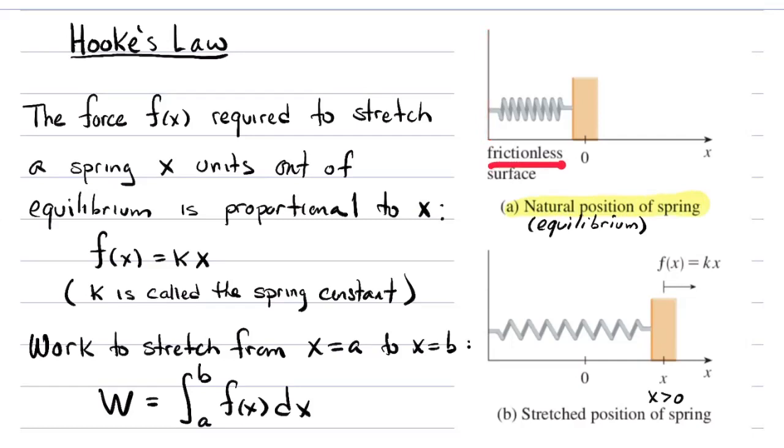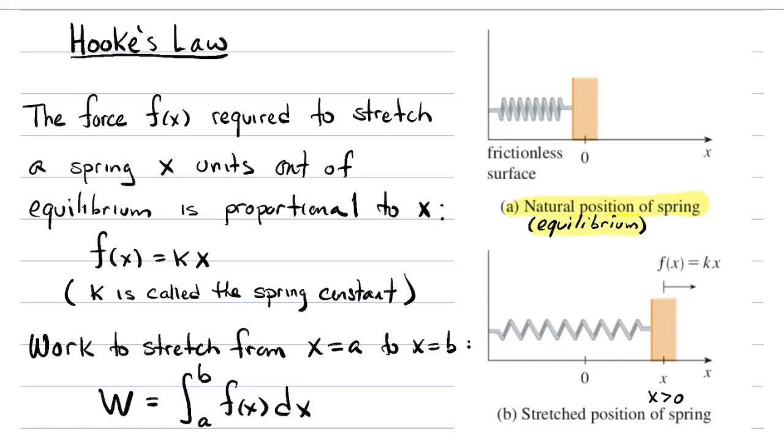We're ignoring all other forces, so no friction, no air resistance, nothing like that. So if you just let a spring go, depending on what it's made out of and how tightly it's wound, it has some natural length. And we're calling that the natural position, or I also like to call it equilibrium. Equilibrium is its natural length.